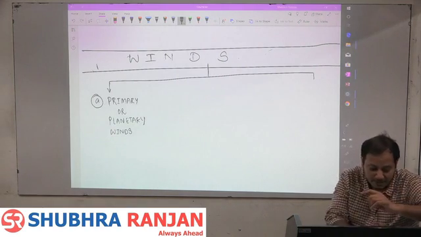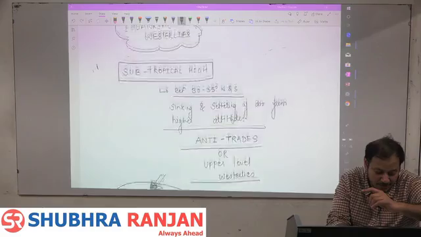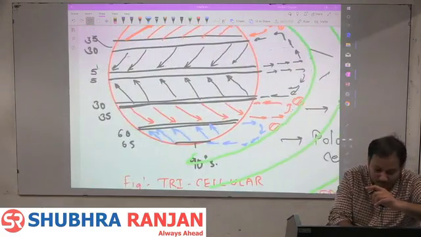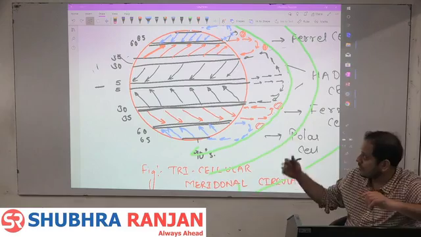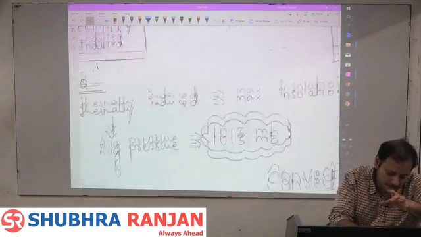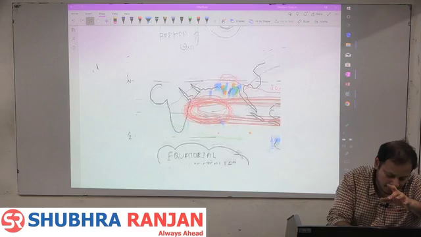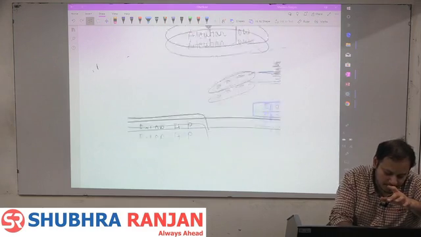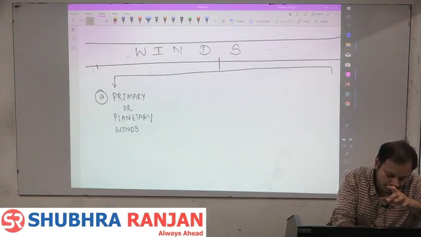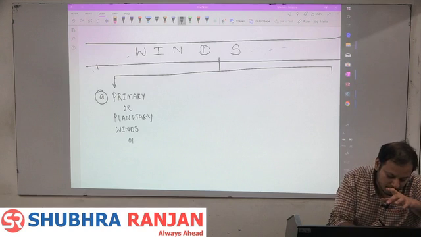So what are the planetary winds? All the winds we have covered so far are an example of planetary winds. They blow all along the planet in the form of trade winds, westerlies, easterlies. These are the planetary winds. And this is also known as primary circulation or winds of first order.